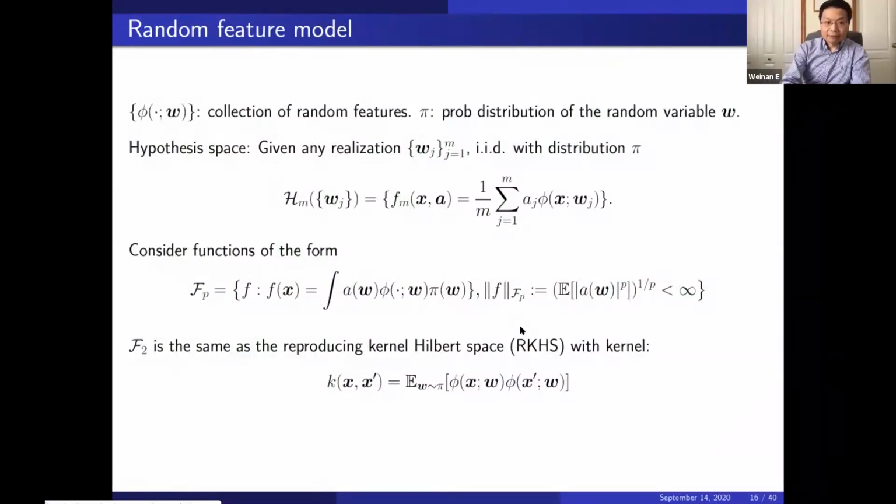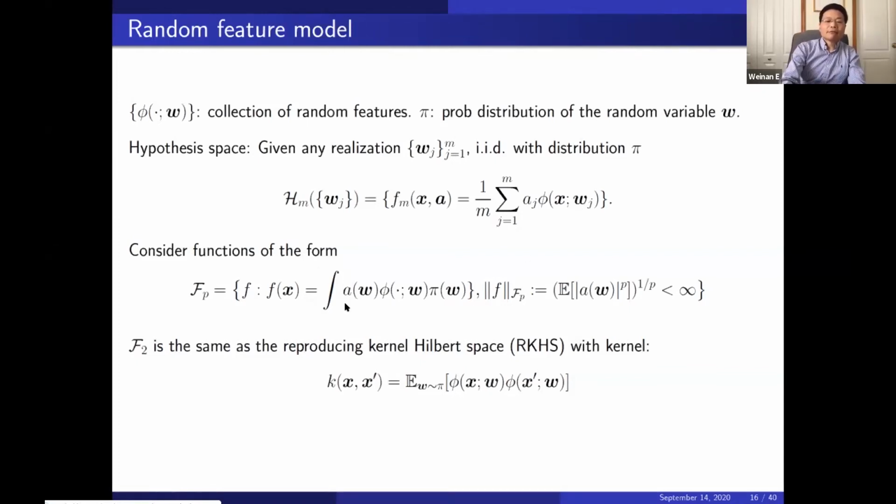First, let's look at this linear model, which is called the random feature model. So what is a random feature model? Let phi be a collection of features. We call them random features because these features are parameterized by a random variable w, and pi is the distribution of that random variable w. So wj is just an IID sample of pi, and then we can formulate this hypothesis space, which is just linear combinations of these phi at these values of wj.